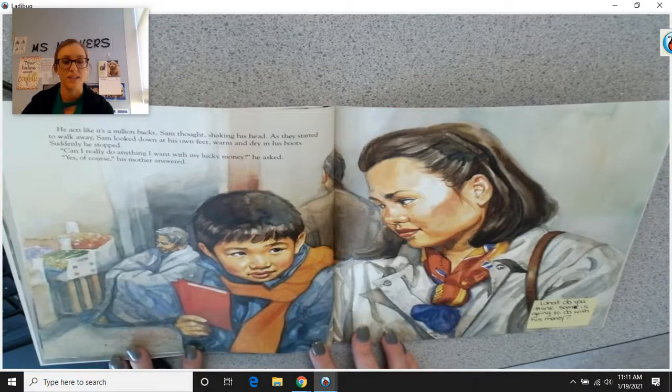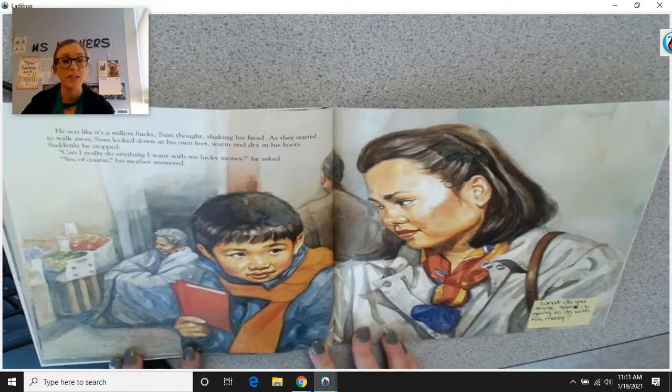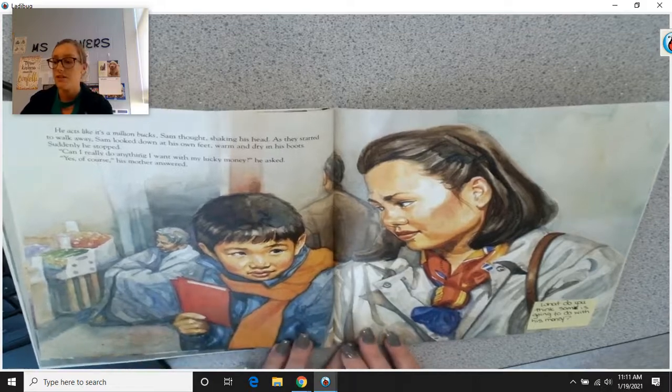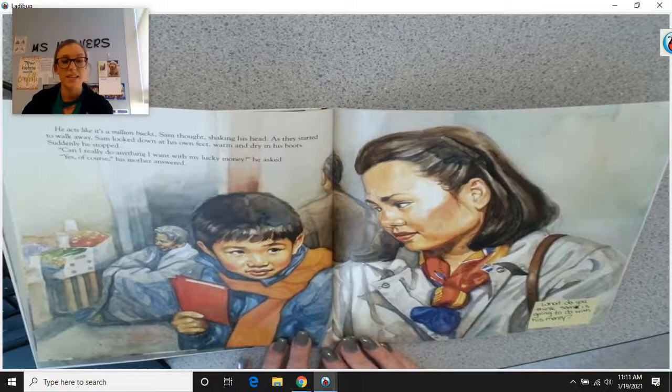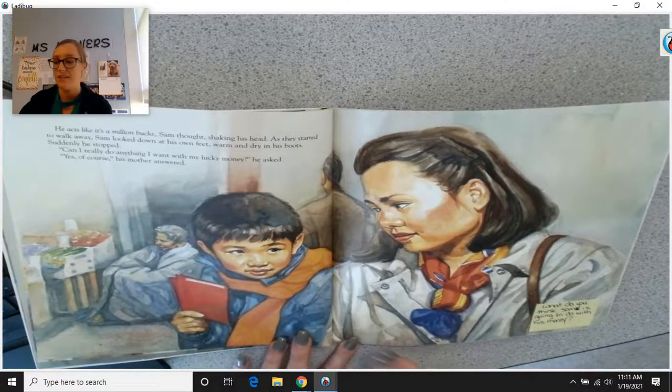So let's pause here for a second. What do you think Sam is going to do with his lucky money? Remember, again, take a really close look at the illustration, including the background. What do you think Sam is thinking? What do you think he's going to do with his lucky money?